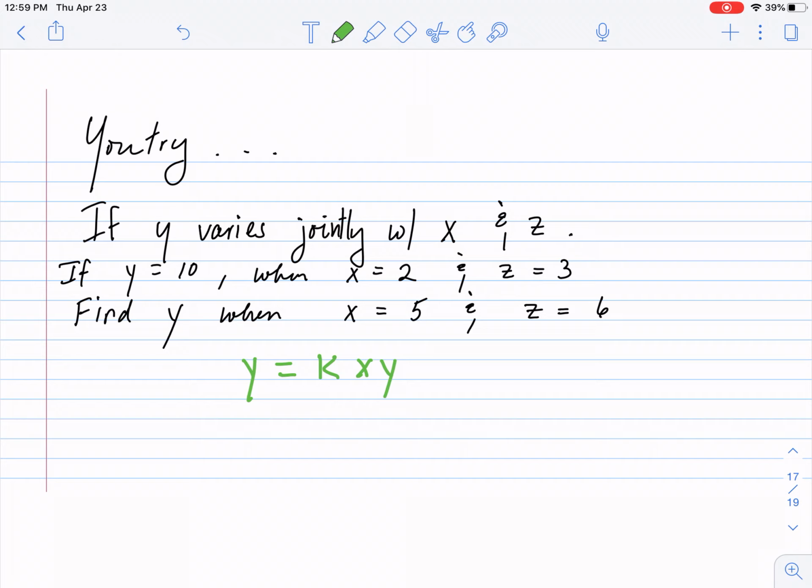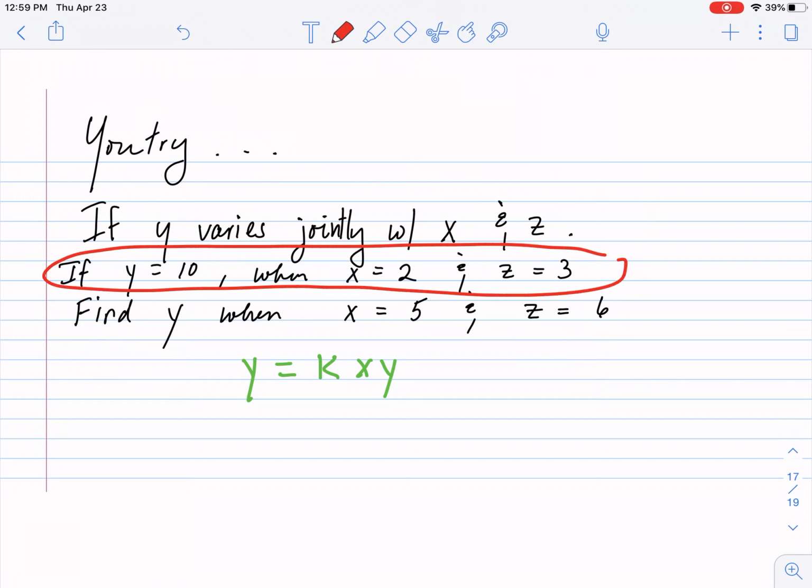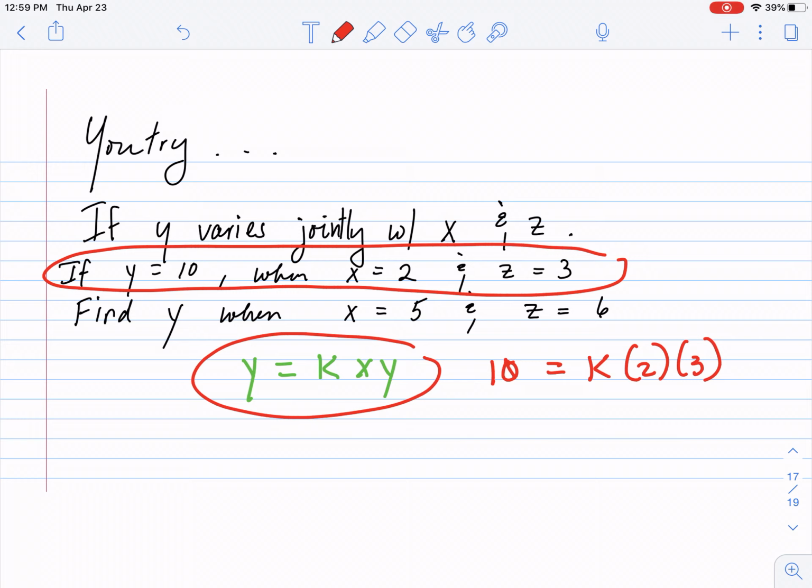Okay, so now from there, now part 2, I'm going to plug in these 3 things into the equation I just came up with. So I'm going to say y, which is 10, is equal to k times 2 times 3. So now I'm going to solve for k. I've got 10 is equal to 6k. Divide by 6, divide by 6. K equals 10 over 6, but I'm going to reduce that to 5 over 3. Okay, so that's my k.